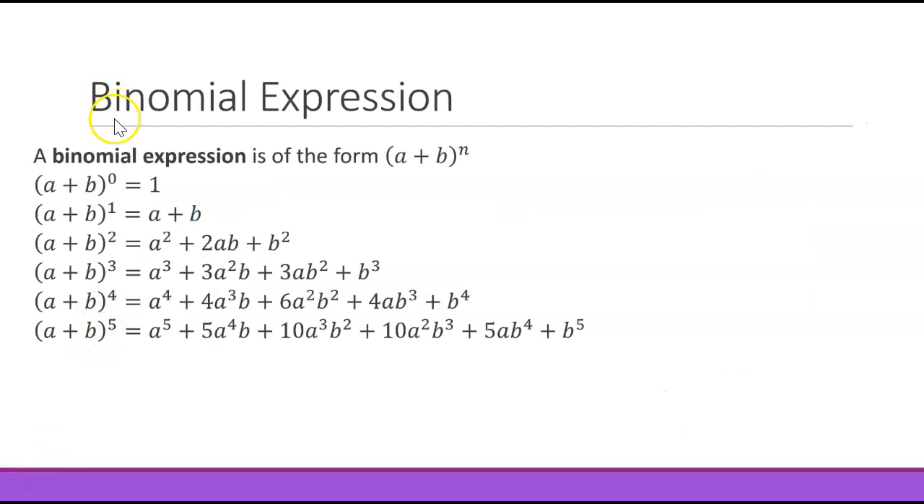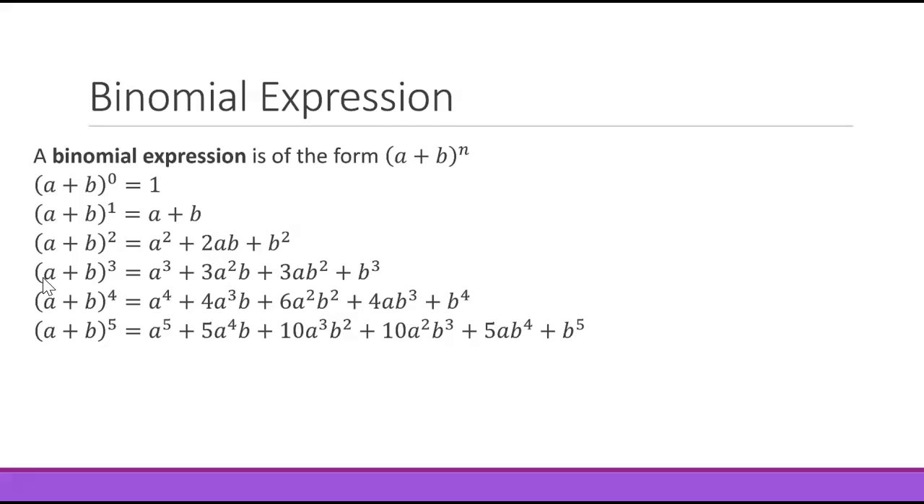Let's go ahead and remind ourselves of what a binomial expression is. A binomial expression is of the form the quantity a plus b to the nth power. So let's look at a couple of binomial expressions. If we have a plus b all raised to the 0 power, that's just going to be 1. If we have a plus b raised to the first power, that's just a plus b. If we have the quantity a plus b raised to the second power, then we have to start distributing. So a plus b times the quantity a plus b, if we multiply it all out, gives us a squared plus 2ab plus b squared.